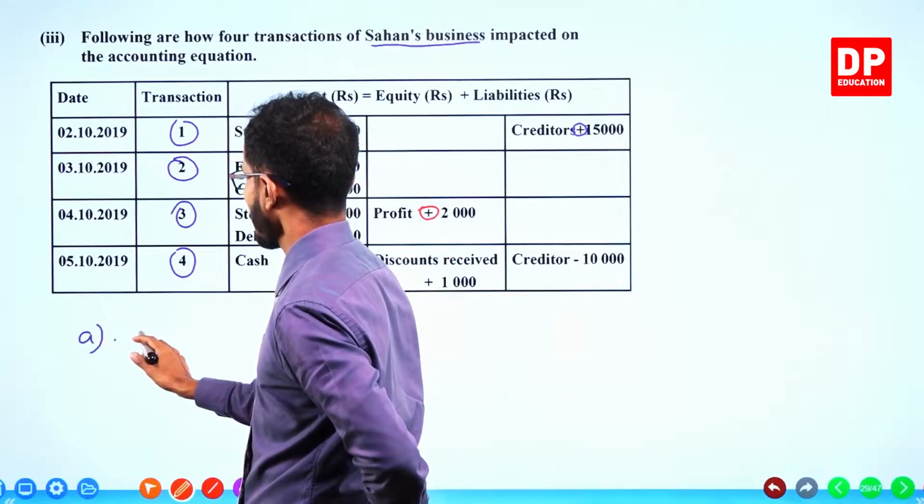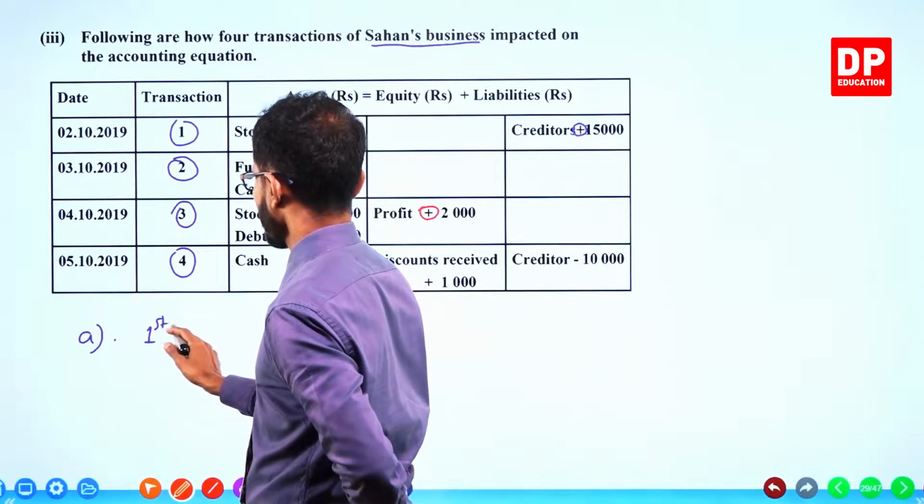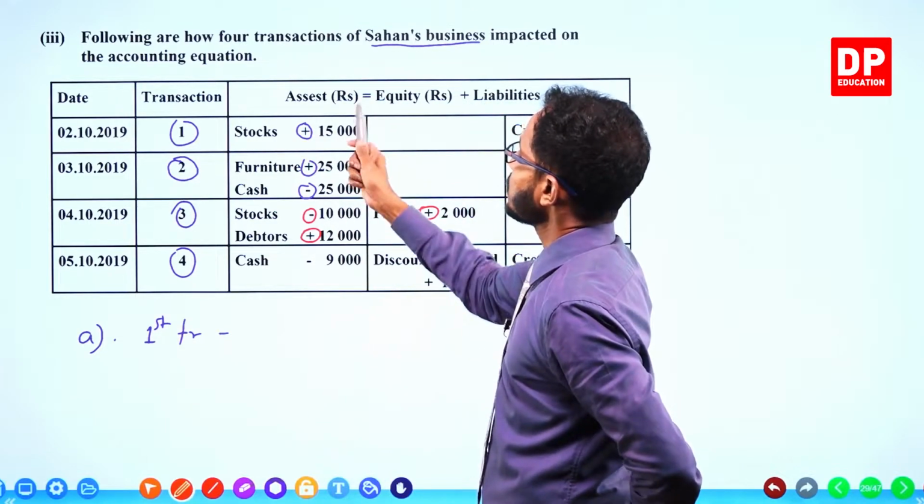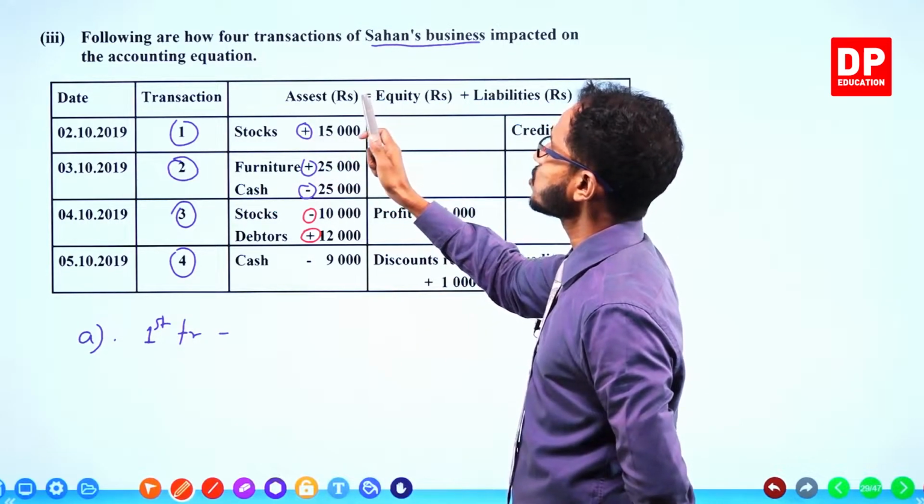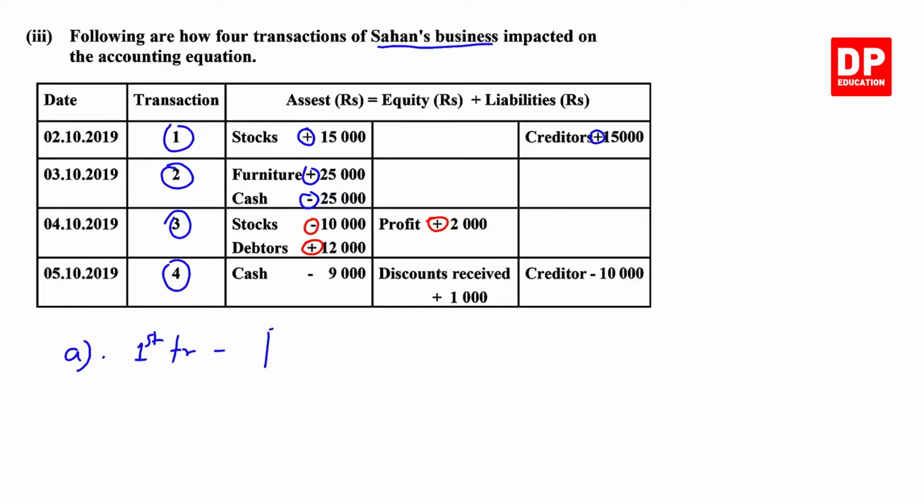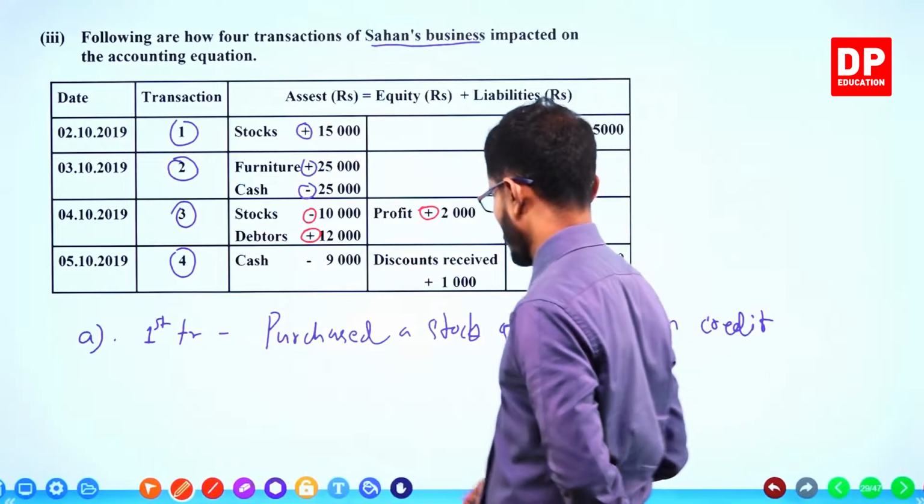Answer for A. First transaction is what? Bought or purchased a stock of rupees 15,000 on credit. Done.